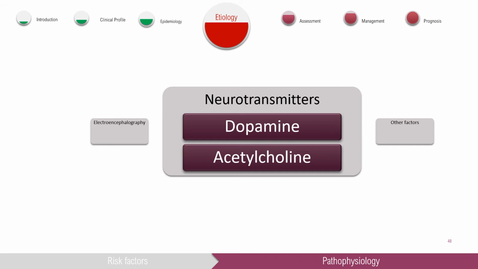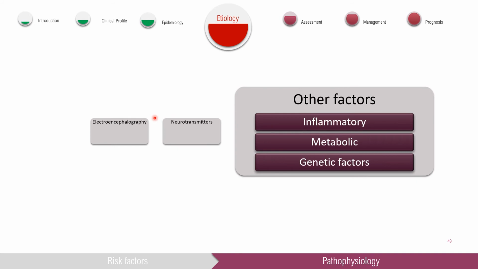A range of other factors are also implicated, which include inflammatory, metabolic, and genetic factors. We will not discuss these. This is the end of the etiology section.